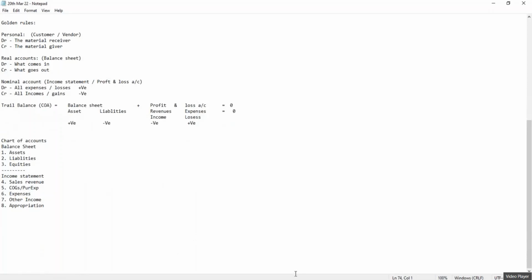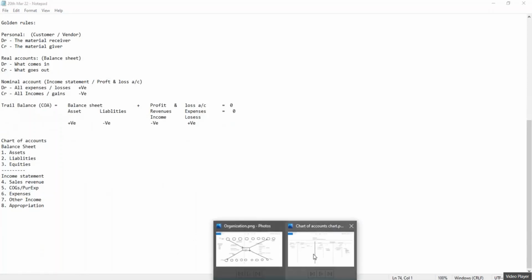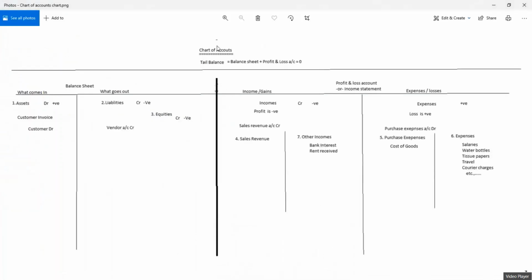Okay, so till now we have discussed the same thing. Chart of accounts or trial balance is classified into: trial balance is equal to balance sheet plus profit and loss account is equal to 0. This profit and loss account is also called income statement.